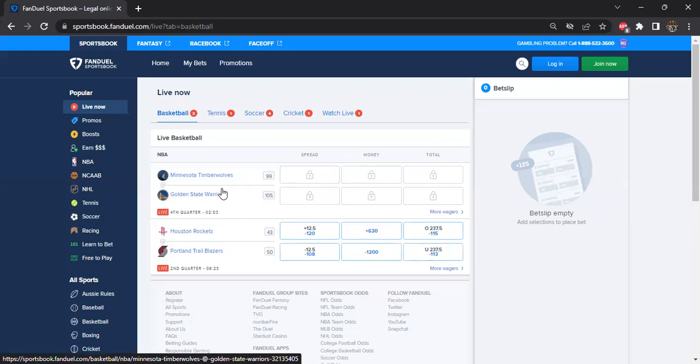Now, what if the impossible happens and Minnesota comes back 6 points in the last 2 minutes? Do you know what I get then? I get $260 because I just got them at plus 420. 260 minus 100 wagered is $160 profit.